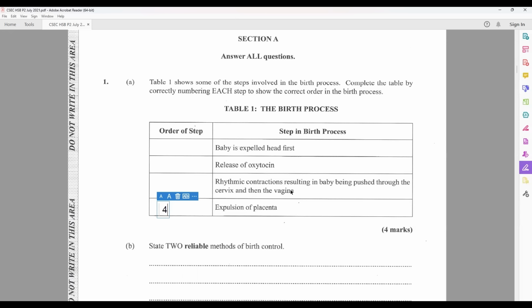Rhythmic contractions resulting in the baby being pushed through. The baby is expelled head first. All right, so that is number 3. This comes before the baby is expelled, so this would be number 2. And the process starts off with this hormone, oxytocin, which is released to get the whole process of the labor and the birthing process kick-started.